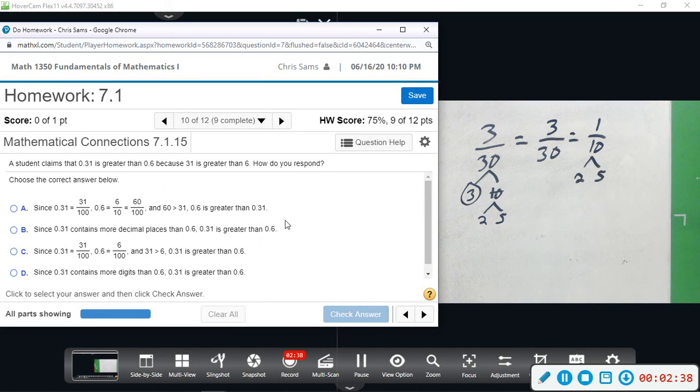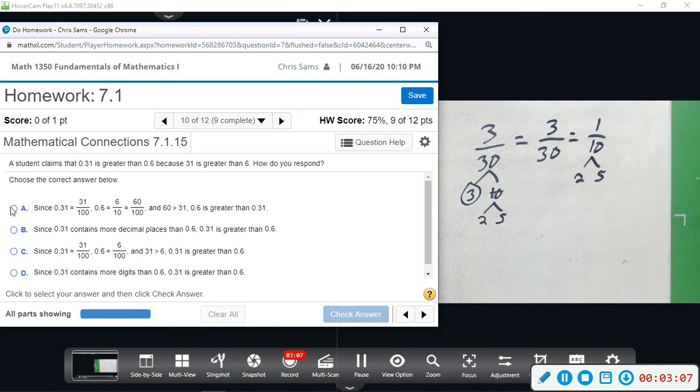Alright, number 10 says the student claims that 0.31 is greater than 0.6 because 31 is greater than 6. How do you respond? Since 0.31 is 31 hundredths and 0.6 is 6 tenths, which equals 60 over 100, and 60 is greater than 31, 0.6 is greater than 0.31.